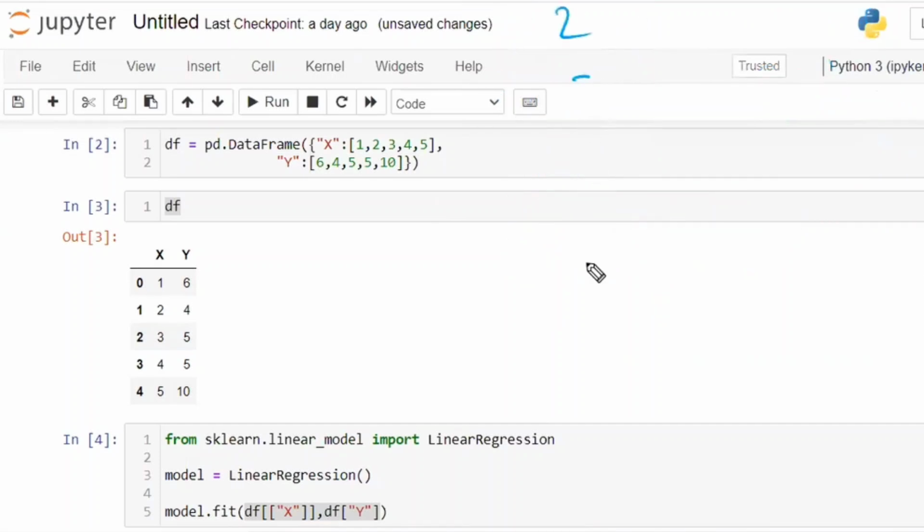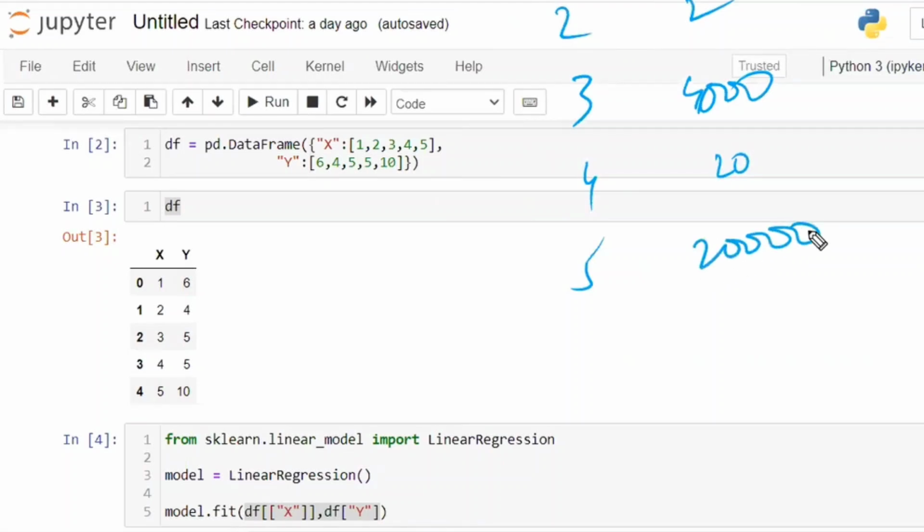Data set 1, 2, 3, 4, 5. First one 100. This one is 2. This one is 4,000. This one is 20. This one is 20,000. I have written randomly, right? Now for this data set, what is the expected value for 6? How can you calculate it? Is there any pattern? In this case, if you try linear regression for this data set, you will get the R square as negative also. Linear regression will not fit this.